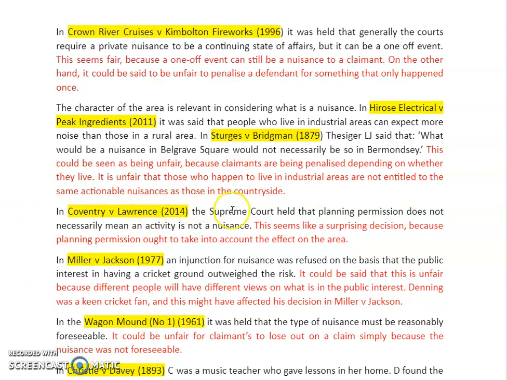In Coventry and Lawrence, we had a Supreme Court decision here that said that planning permission doesn't necessarily mean an activity is not a nuisance. And that seems quite strange to me. It's a surprising decision, I think, because planning permission, surely the whole point of it is to take into account the effect on the area when this is happening or when it's finished. So that seems a little bit surprising, perhaps. Surely the idea of planning permission is to balance rights, and it should be taken into account there.